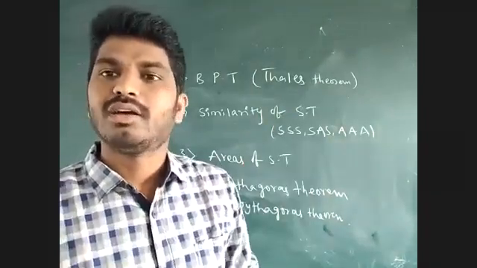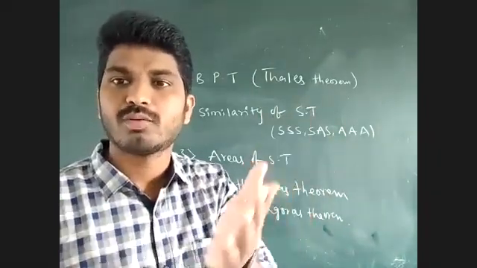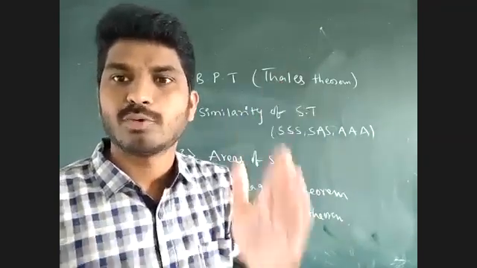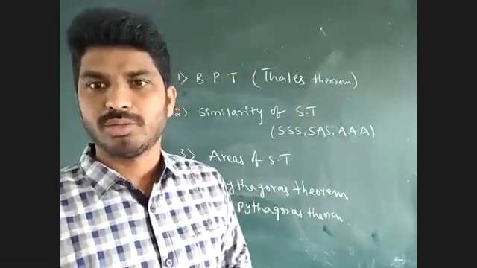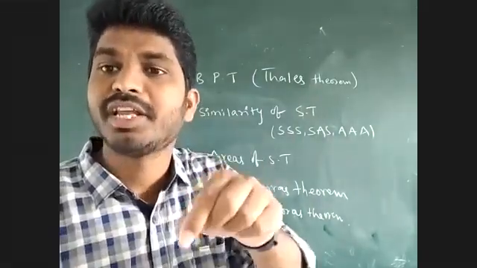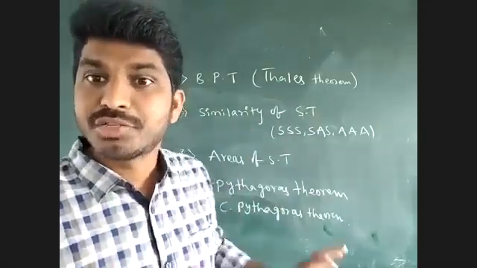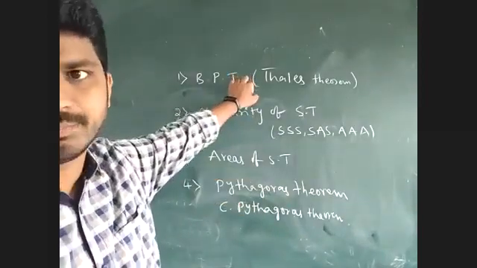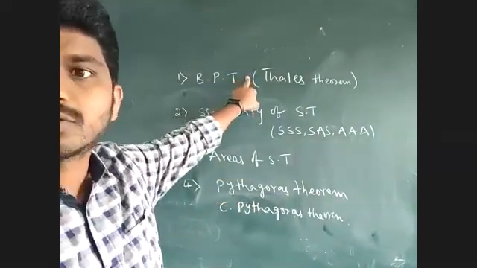Or hypotenuse square equal to adjacent square plus opposite square. Both are correct only. But Pythagoras means one of the Greek mathematicians. This Pythagoras is a student of Thales.